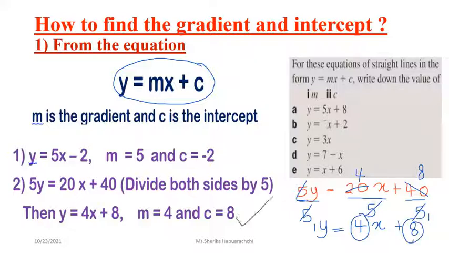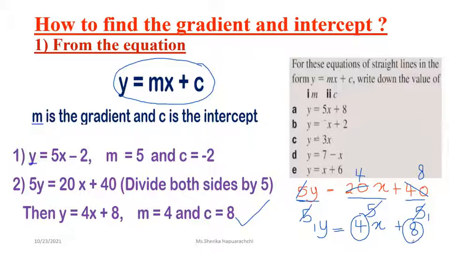So that is how we identify the gradient and the intercept when you get the equation. So first you see the number or the coefficient in front of y. If the coefficient is 1, you can use the same equation. If not, you have to make it correct. After that, you can find the gradient and the intercept, right?